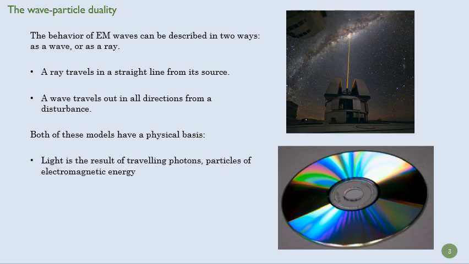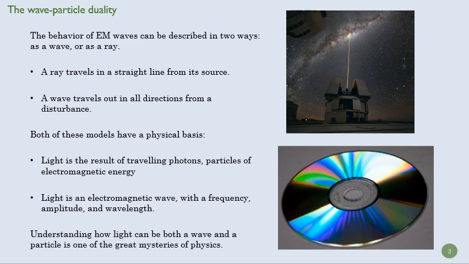One is if we think of it as traveling photons, which are little particles of electromagnetic energy. We have evidence that photons exist. And we think of particles as traveling in a straight line, so it makes perfect sense that we would think of light as a ray. It's just the particles moving from one place to another in a straight line. On the other hand, we also know that light is an electromagnetic wave. It has a frequency, a wavelength, an amplitude, and so forth. And so it's definitely a wave as well.